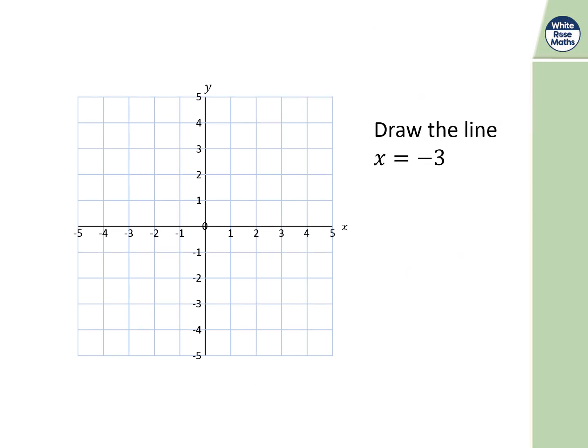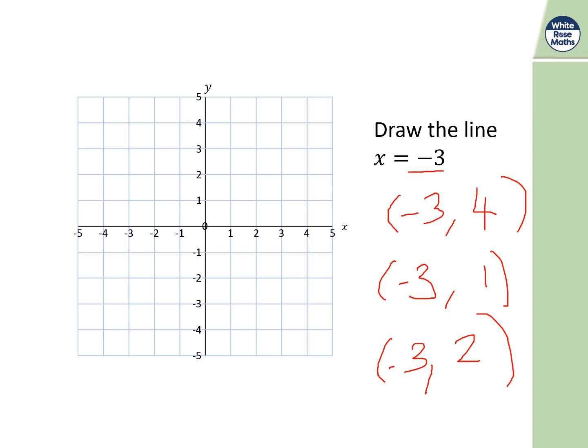This next one, draw the line here, x equals -3. So all your x coordinates would start at -3, but the y coordinates would change. So (-3, 4), (-3, 1), (-3, 2). If we plot these points here, they will give you a vertical line. So (-3, 4), (-3, 1), (-3, 2). It is going to be a vertical line, drawn with a ruler and a pencil. So that's the line x equals -3.